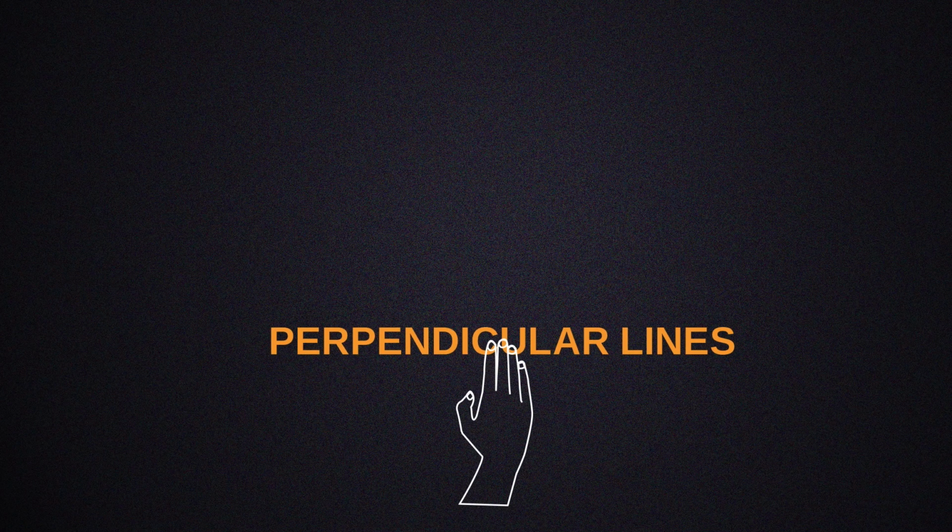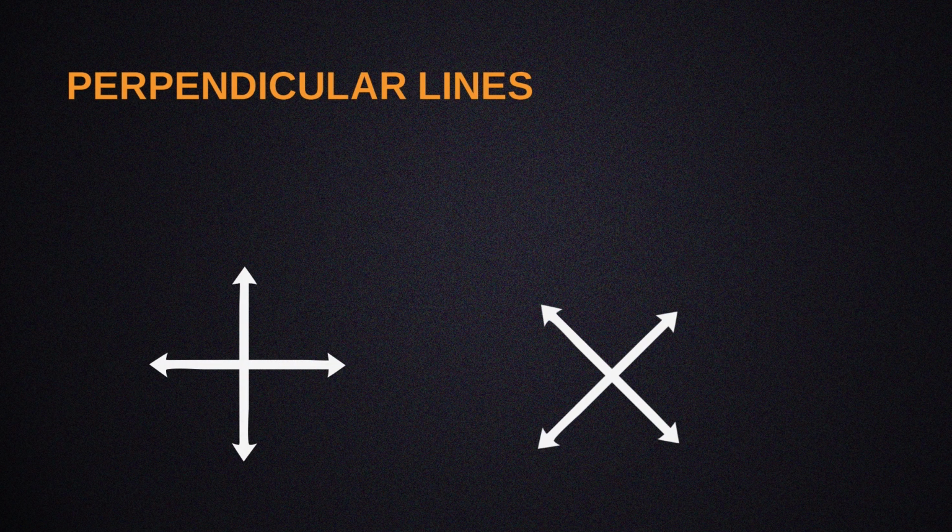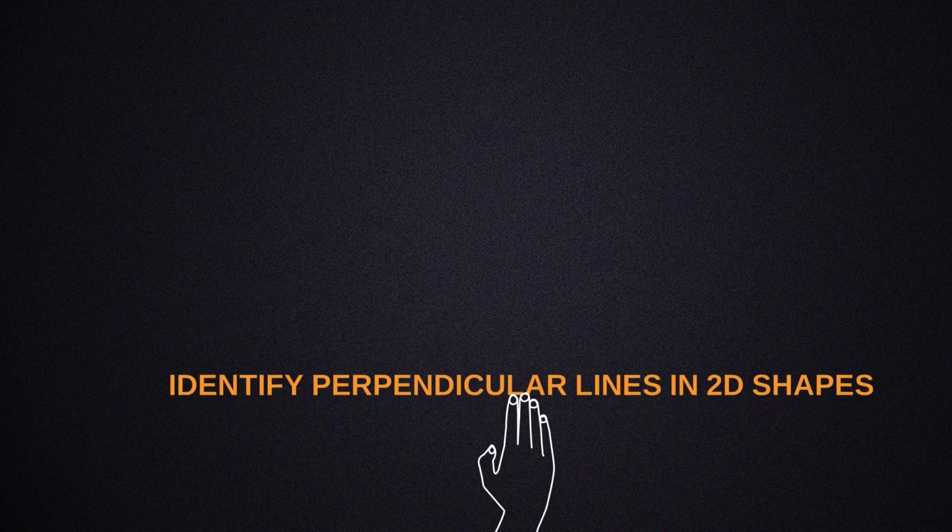Now let's explore perpendicular lines. Two lines are said to be perpendicular if the lines intersect at a right angle. As mentioned before, a right angle is an angle that is exactly 90 degrees. These examples here show perpendicular lines.